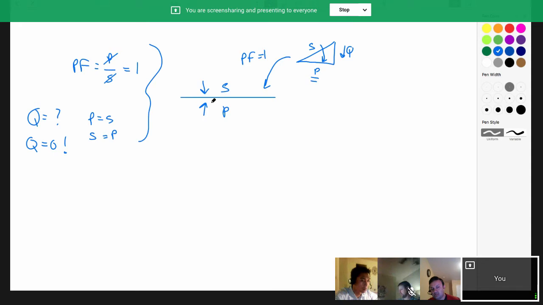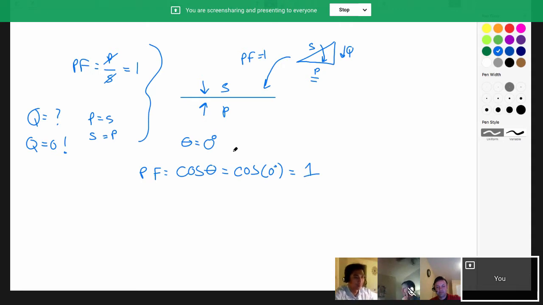How about this? If we have a straight horizontal line, what's our angle? 0, okay. Who's got a calculator handy? Remember we said cosine of theta equals power factor? Who can tell me what's the cosine of 0? 1, exactly. So that's another way we can support that hypothesis.